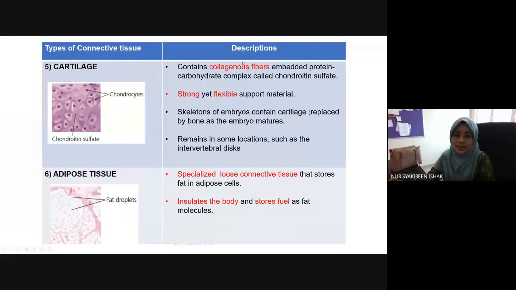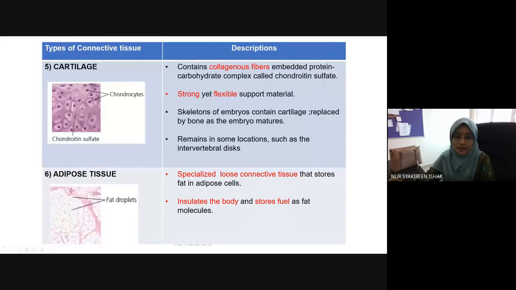Cartilage, yang ni lah, okay, contains collagenous fibers. So it is strong and flexible, okay. So it says here, skeletons of embryo contain cartilage and replaced by bone as the embryo matures. Okay, so kalau dalam keadaan embryo, tulang-tulang dia adalah cartilage. Tapi bila baby tu besar, dia akan replace dengan bone lah.